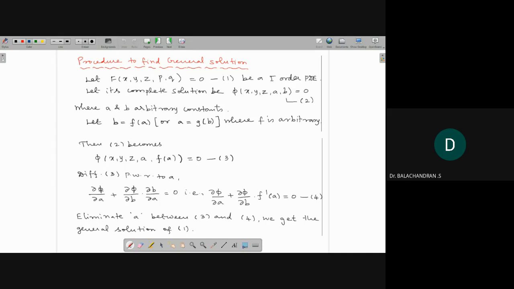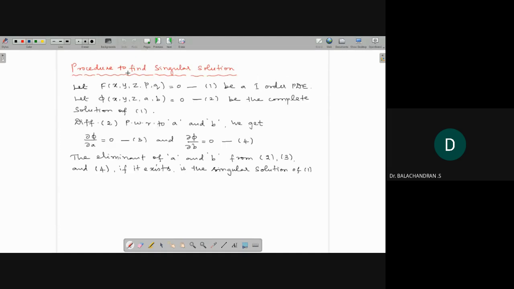Because b is f of a, first I differentiate partially with respect to a, which means I differentiate phi with respect to a and then phi with respect to b. So dou phi by dou a plus dou phi by dou b, dou b by dou a, equal to 0. Dou b by dou a is nothing but f dash of a, because this is a function of a single variable. So dou phi by dou a plus dou phi by dou b into f dash of a is equal to 0. This is equation 4. If you eliminate a between equations 3 and 4, we will get the general solution of equation 1. So this is the method to find the general solution. Next, how to find the singular solution?